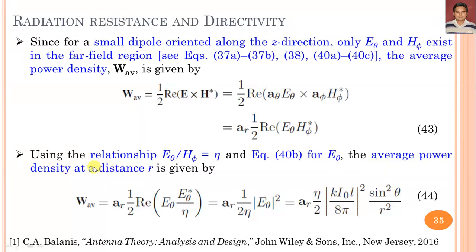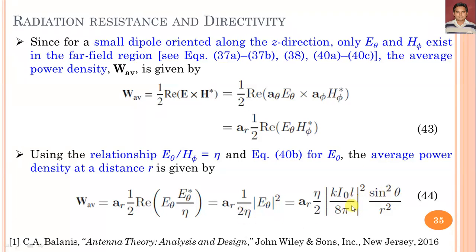The average power density at a distance r is given by W_average equal to a_r 1 by 2 real part of E_theta into E_theta complex conjugate upon eta, which is equal to a_r 1 by 2 eta times the magnitude square of E_theta. And this is the generalized expression when we assume eta is equal to E_theta upon H_phi, then we can calculate the average power density at a distance r by using this expression. And putting the E_theta from 40b, we can find the W_average power, which is equal to this expression.